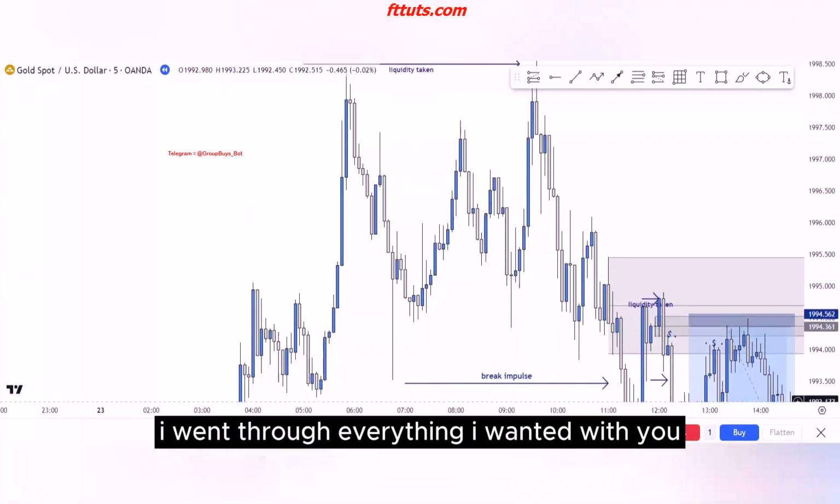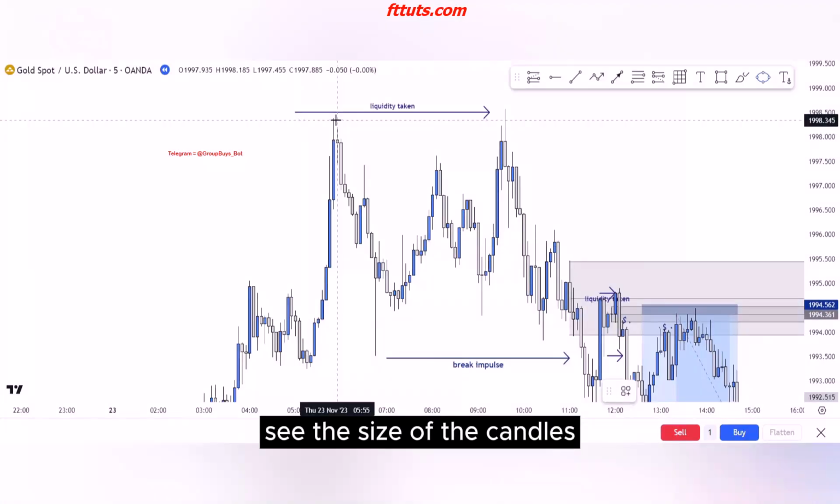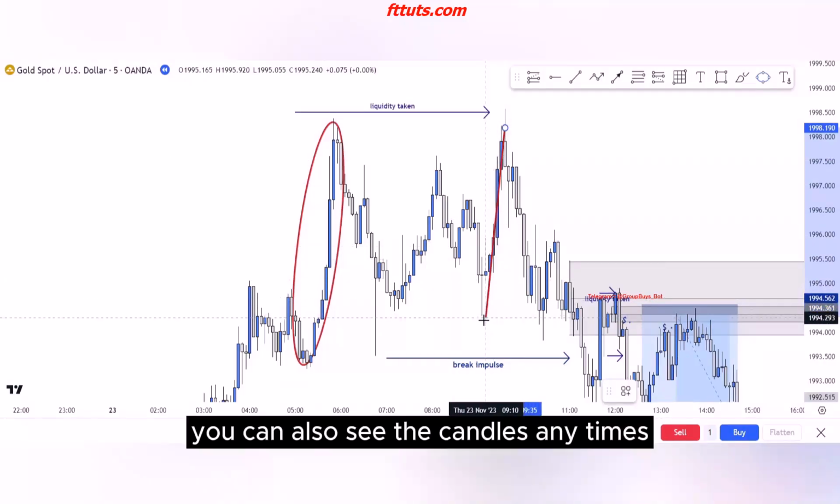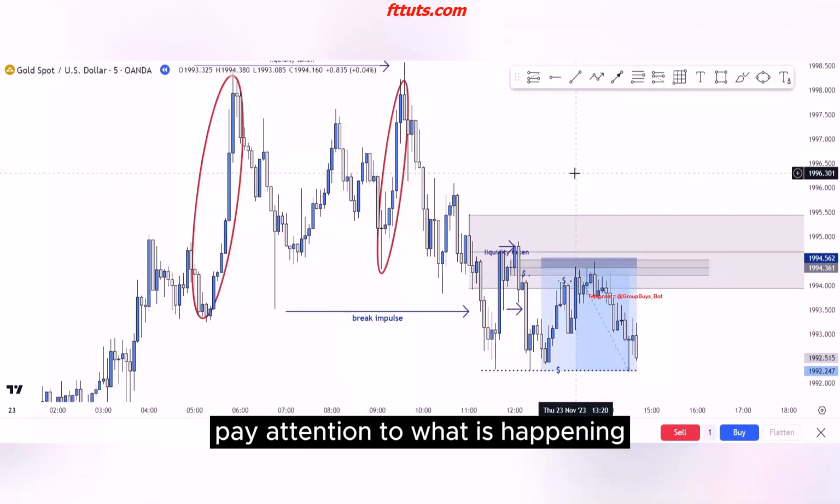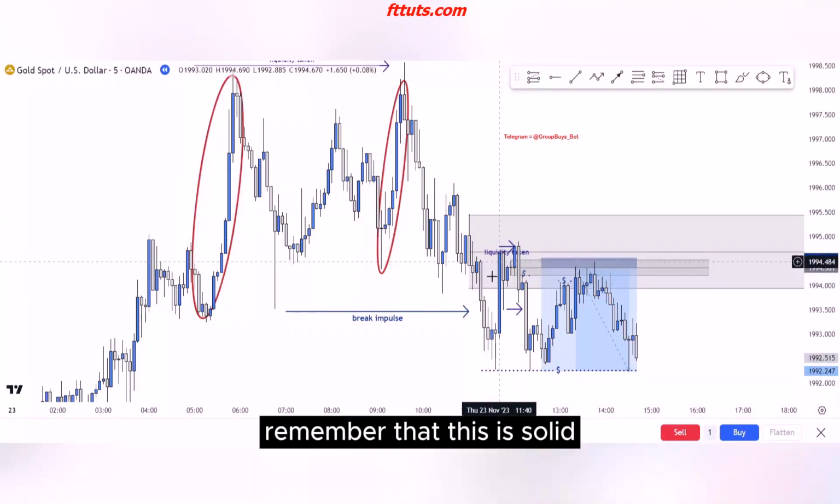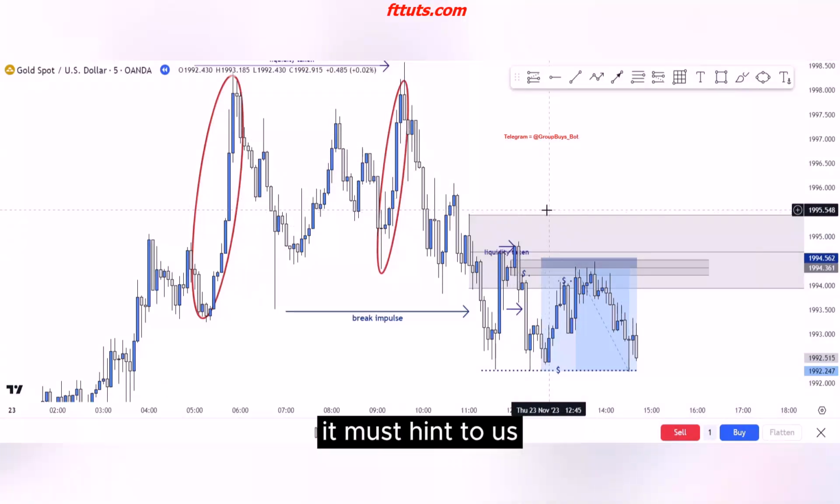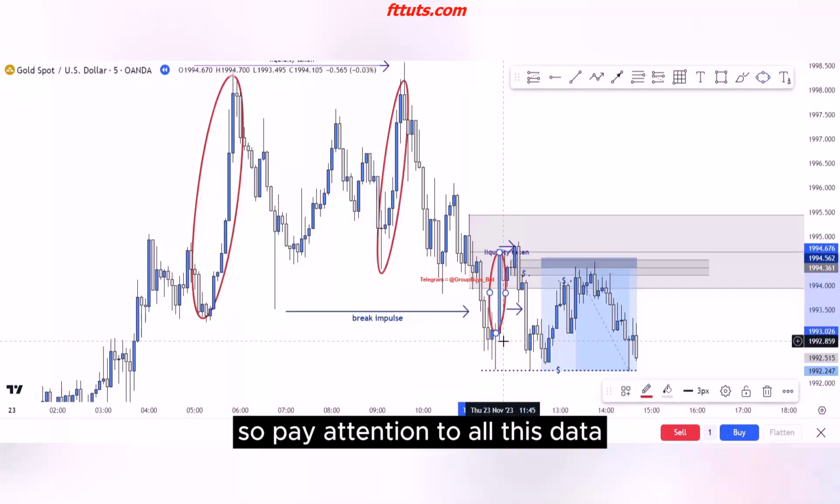I went through everything I wanted with you. Please look at the structure of the candles, see the size of the candles, follow the movement of the graph. You can also see the candles anytime, even in the lower time frame. Pay attention to what is happening, and of course remember the doji candle. Remember that this is solid. We will use it this way when we don't have a clean POI. It is essential to locate the liquidity created at any time. It must hint to us that the institution will probably reach it. So pay attention to all this data.